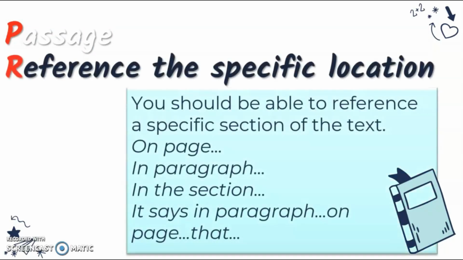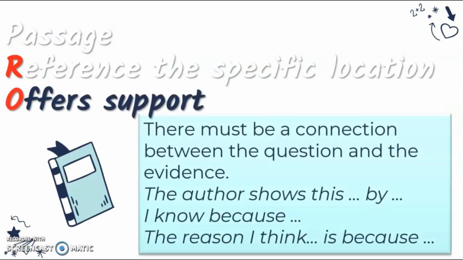R, which means reference the specific location. Referencing is all about mentioning a specific section of the text. You may use any of the following sentence starters. Letter O, which means offer support. There must be a connection between the question and the evidence. By this way, the supporting statements could make your textual evidence more reliable. You may use the following sentence starters to make connections between the question and the evidence.